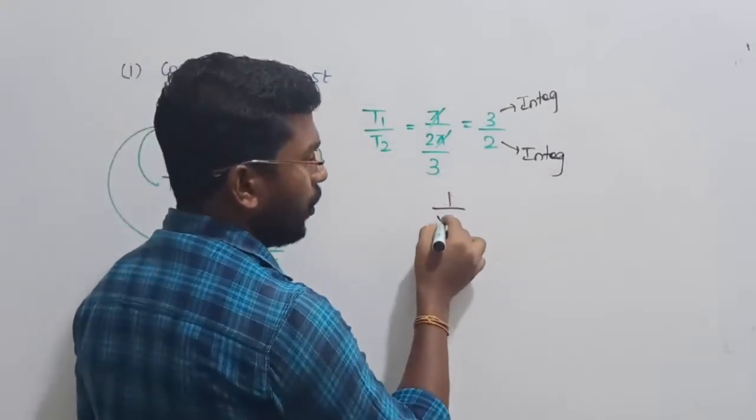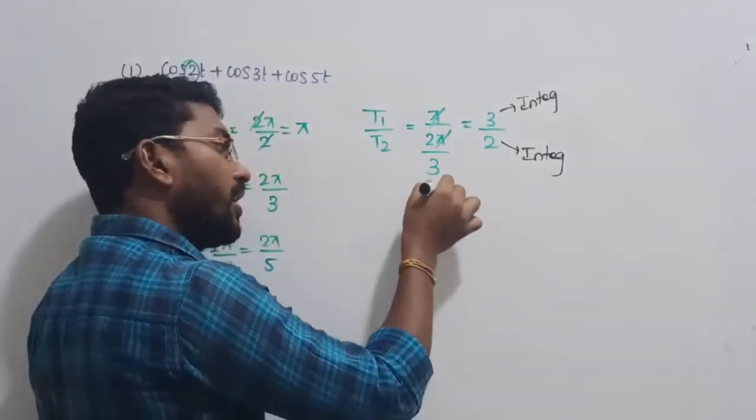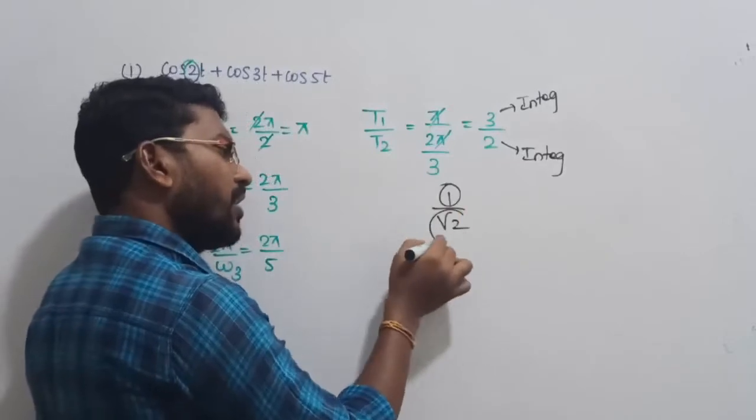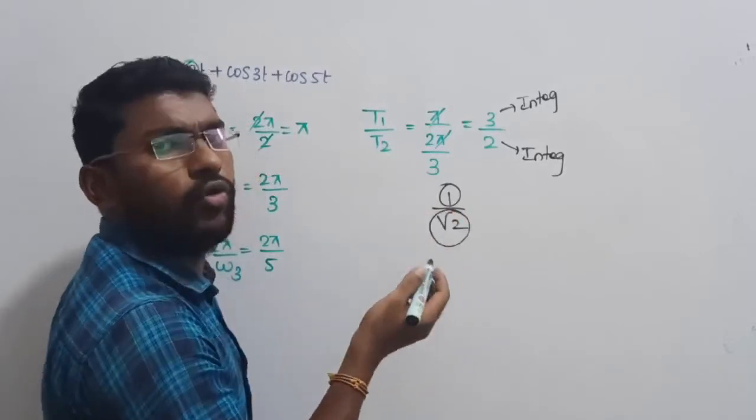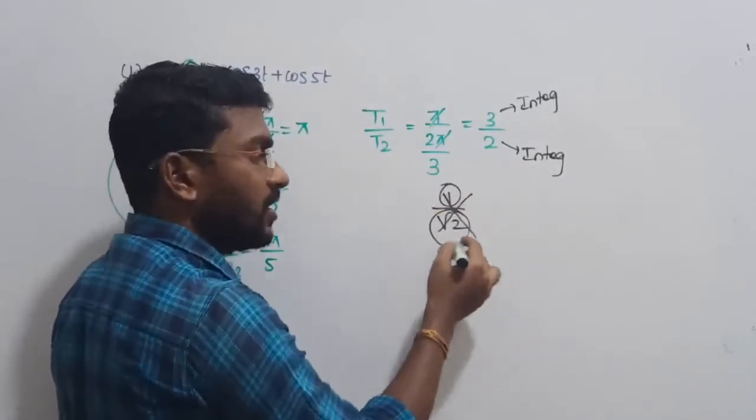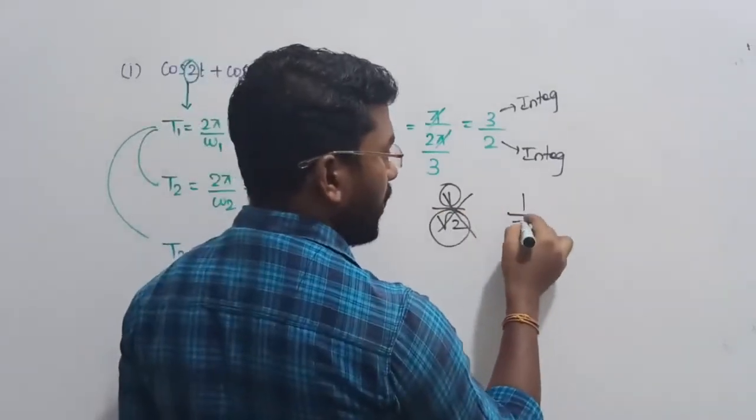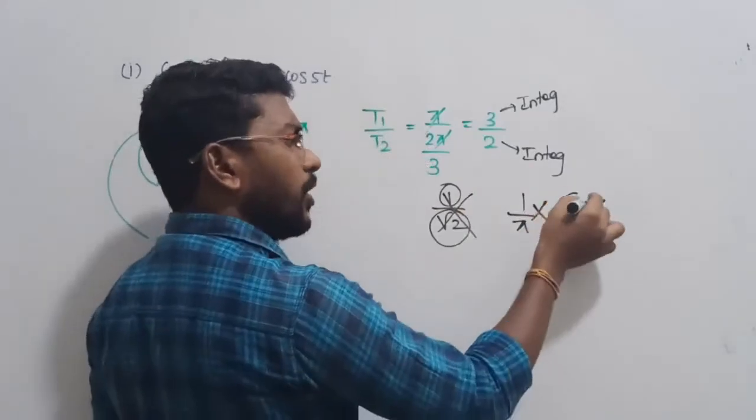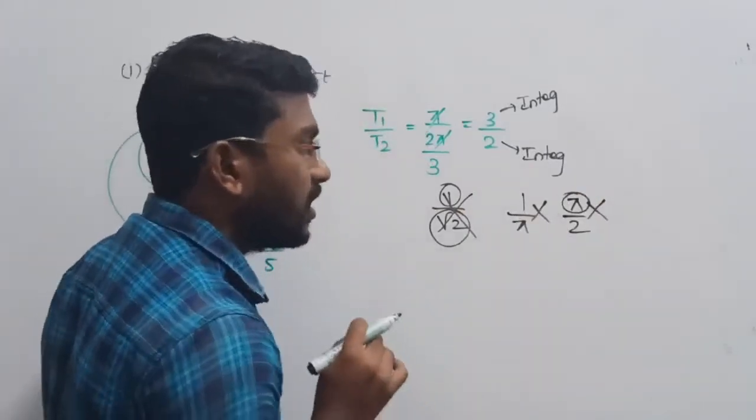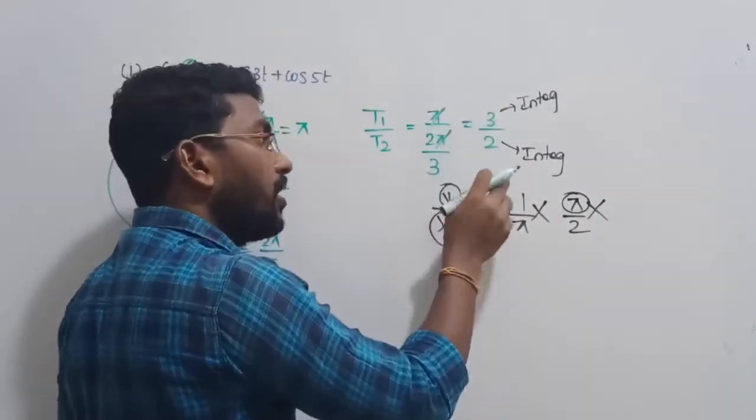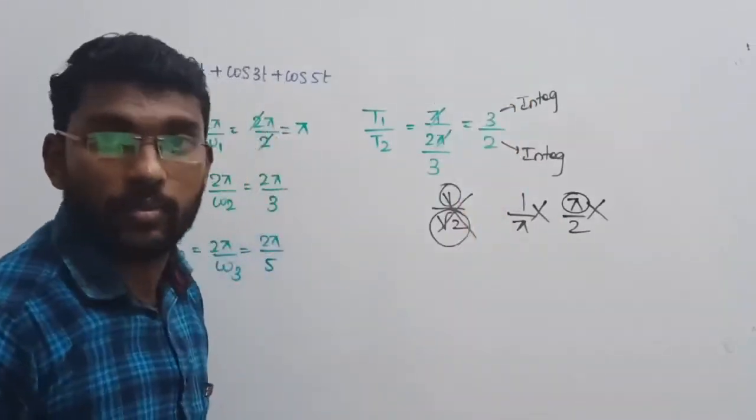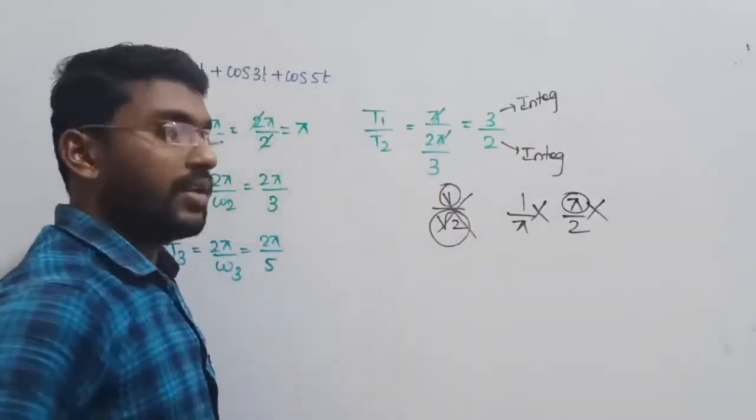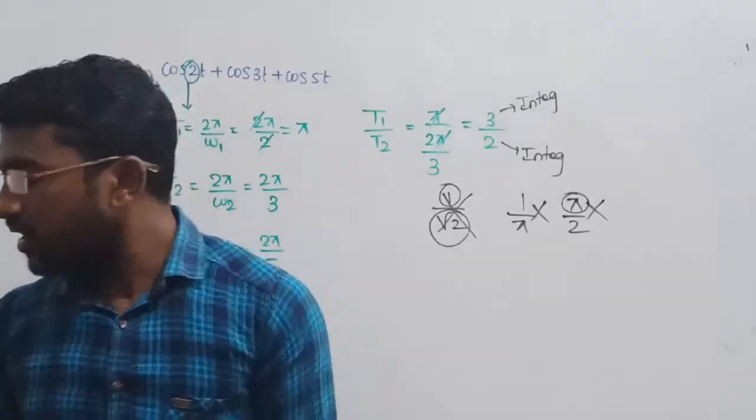For example, if I have 1 by root 2, the numerator is an integer, whereas the denominator is a square root value. Root 2 is 1.414, which is not an integer, so that is an irrational number. For example, 1 by pi is irrational. Pi by 2 is irrational. Why? Pi is not a proper integer value. So a rational number means the numerator and denominator are both integers. If both are integers, then the ratio is called rational, right?